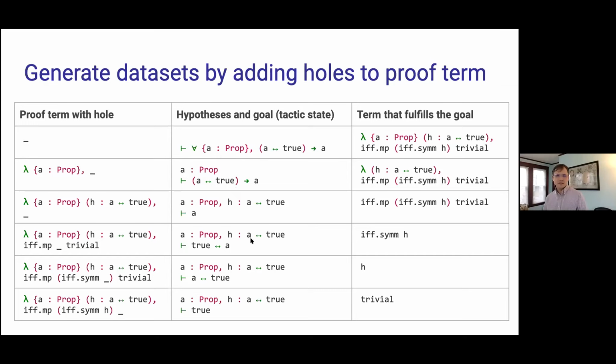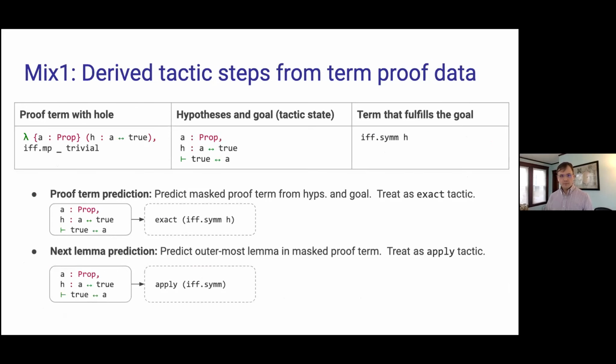That really is the exact same sort of tactic state that we saw when doing tactic proofs. And we know what completes that proof. We know what the proof is of this goal, of this little part right here, because that was the thing that we just masked out. So we know what it is. And that leads to a very nice training set. There's a number of ways we can use this data set, so let's go through them.